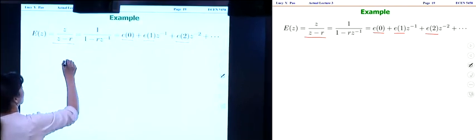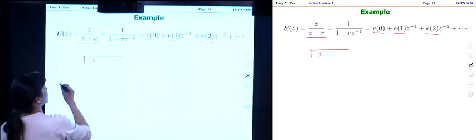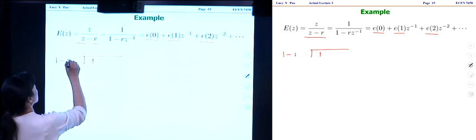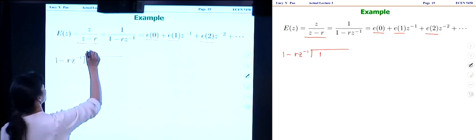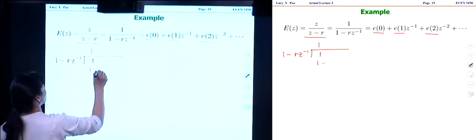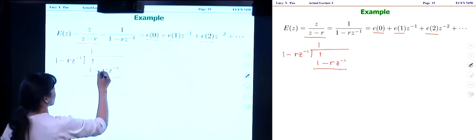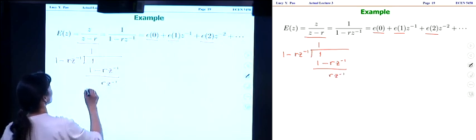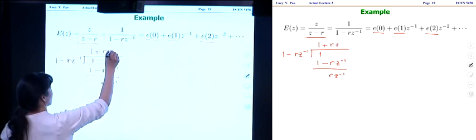So what we can do is take our 1 divided by 1 minus r z inverse. Right, so then we just do long division. So we have 1, and then we multiply 1 minus r z inverse. We subtract, so subtracting this will give us plus r z inverse. So then the next term, because this is a 1, is just going to be r z inverse.